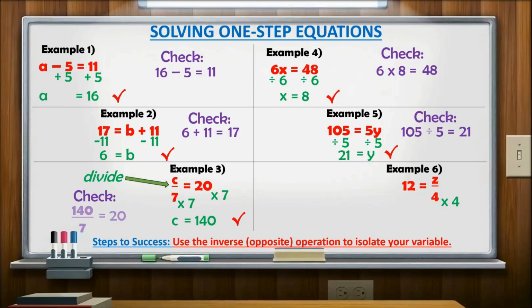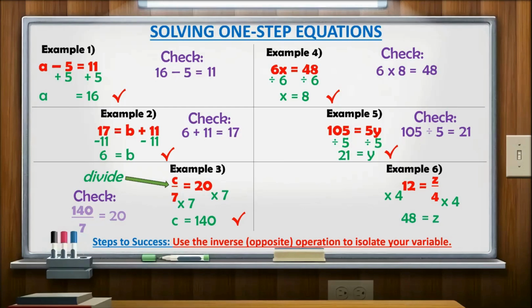But in order to balance out the equation, you must remember, whatever you do to one side, you do to the other. So I will also multiply 12 by 4. Now that I have done what is needed to isolate my variable, let's lay this equation out so I can clearly see what the value of z is. So 12 times 4 is equal to 48, and z divided by 4 times 4 is equal to z. So my z is equal to 48.